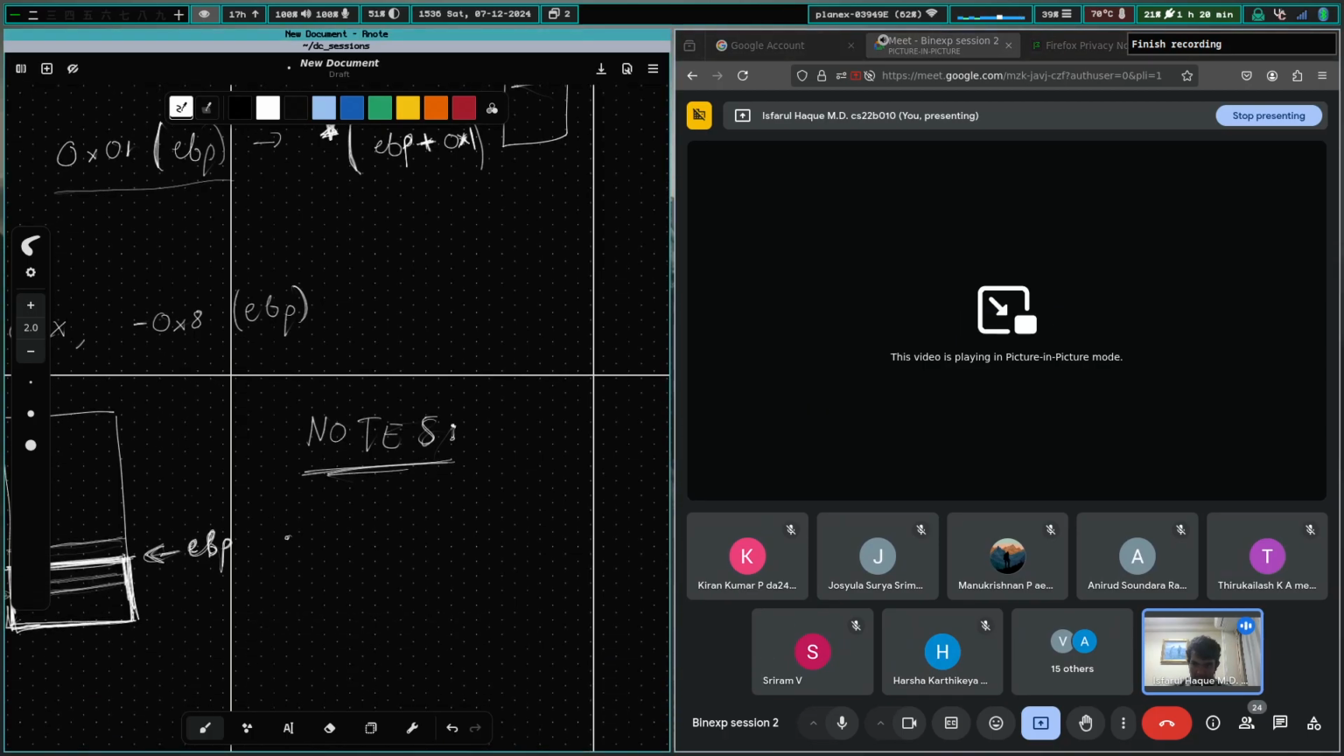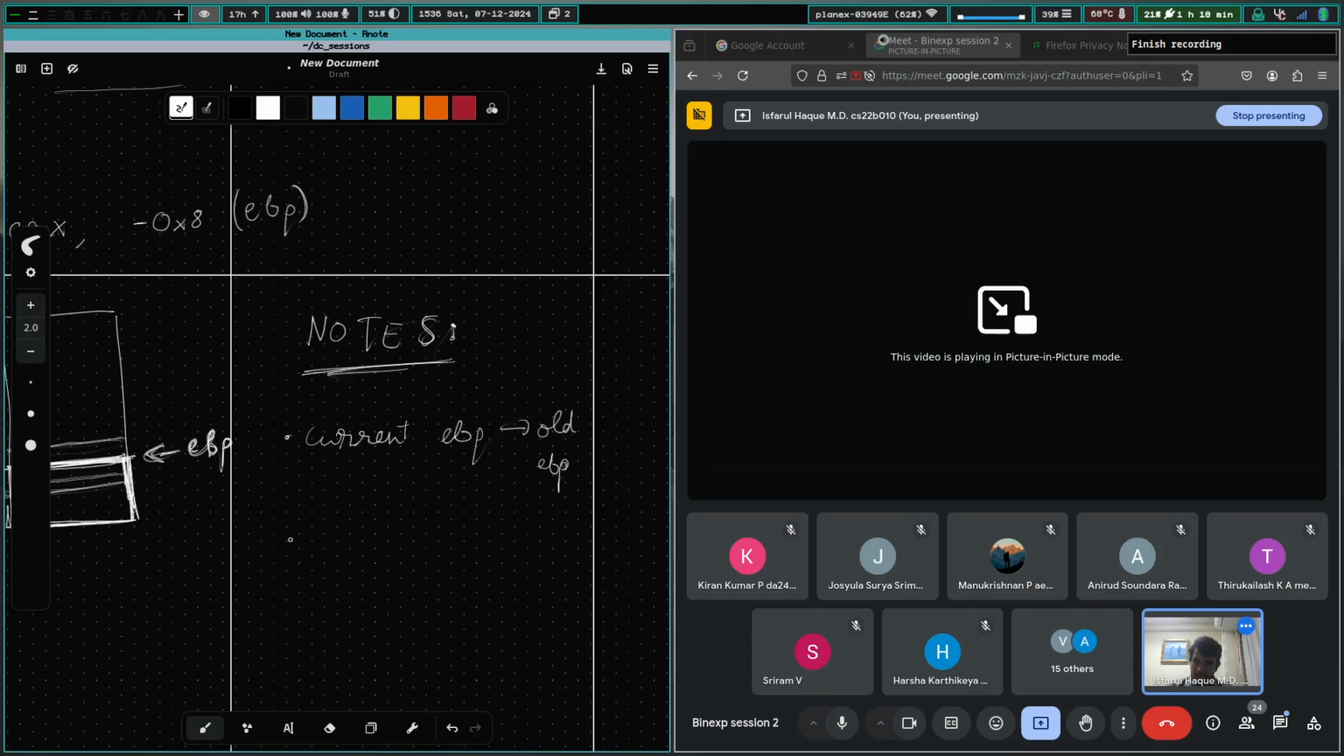So first of all, current EBP in any stack frame, while you are in the middle of the function and not during the creation or the destruction. Give me 1 second. Current EBP points to old EBP. Yeah, so current EBP points to old EBP. Current ESP points to nothing, garbage value.